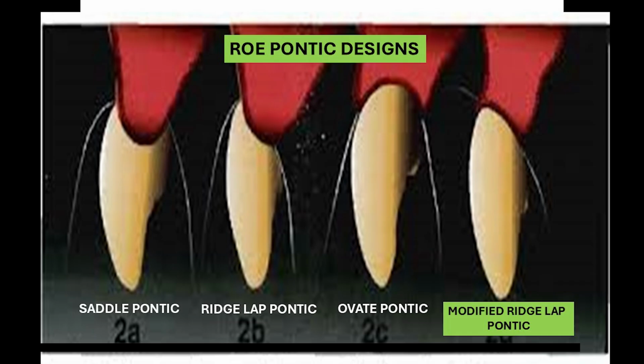We have saddle Pontic, where the buccal and lingual go over the ridge and down onto the ridge, keeping the neck length of the buccal and lingual the same as the neck length of the teeth next to them. We very seldom do that. Some doctors ask for it. It's rare.